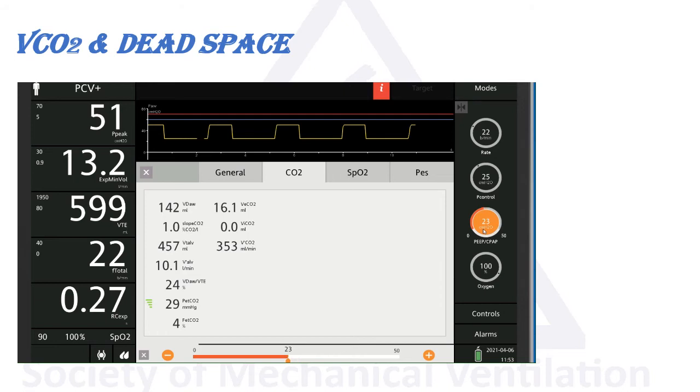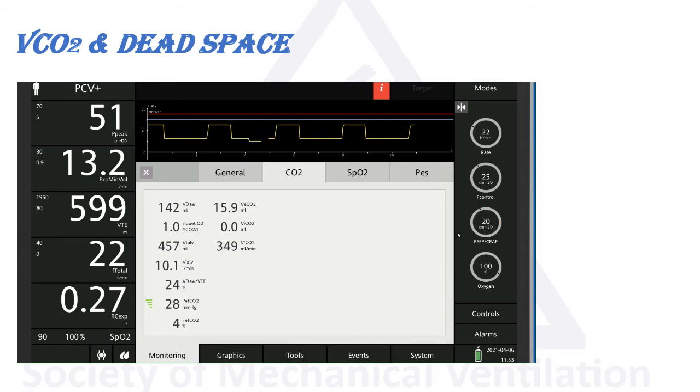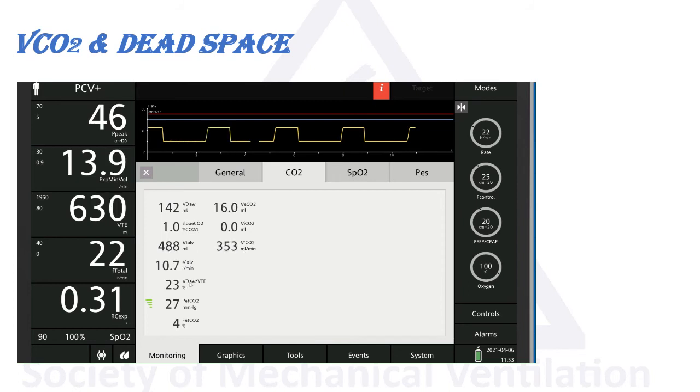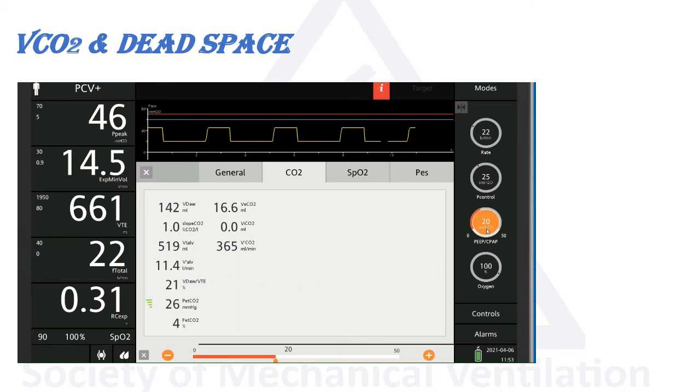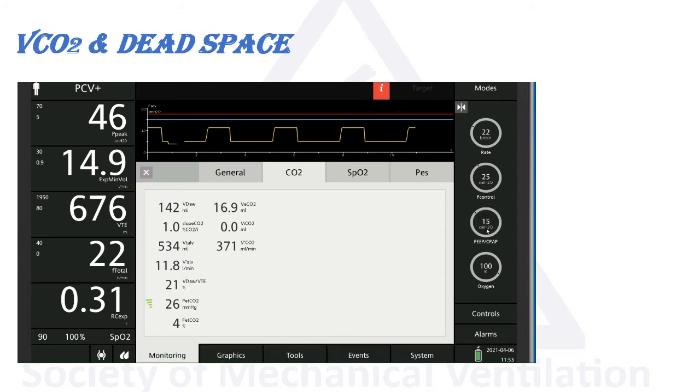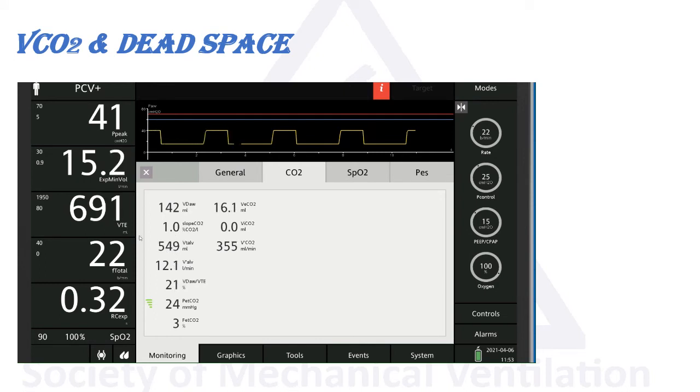So we'll keep going down like we did in the decremental PEEP. And once we start seeing that the VCO2 is going down again, or the dead space has worsened, we should go back up to that PEEP level. So we're down to 15 now. Again, the alveolar tidal volume 540, the dead space percent 142 over 691 equal 20%.